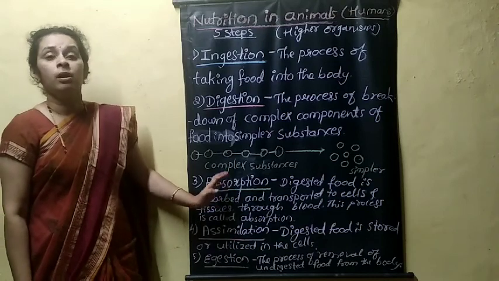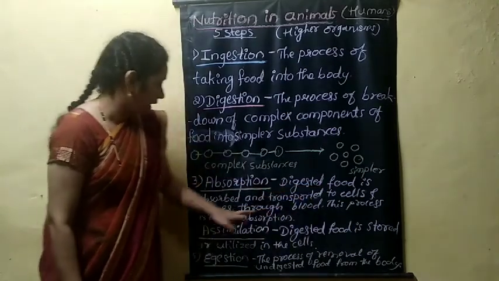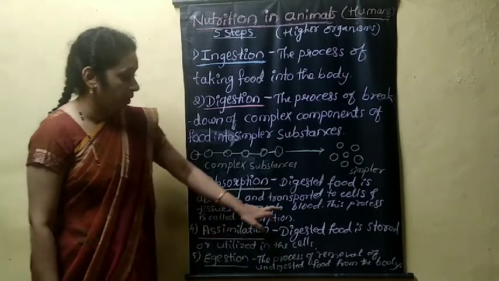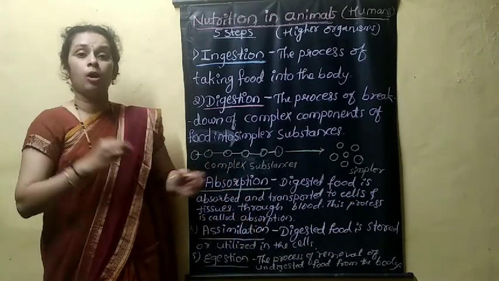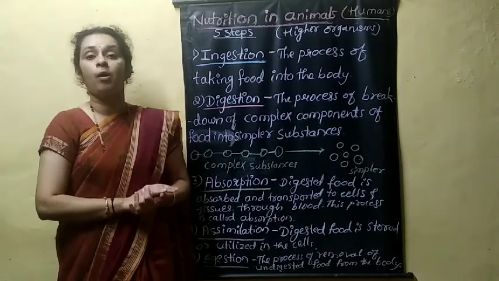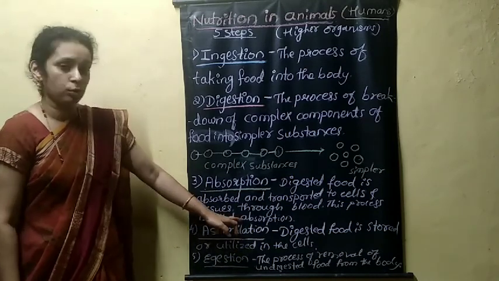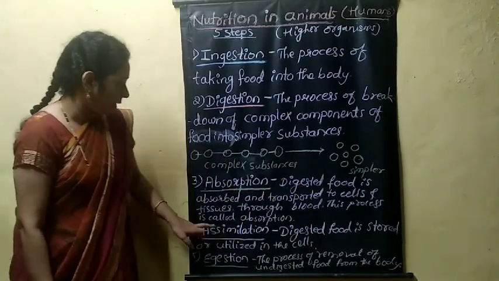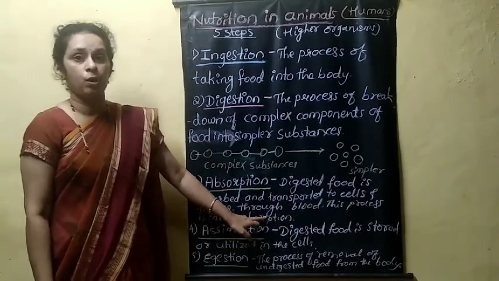The next step in nutrition is absorption. That means digested food is absorbed and transported to cells and tissues through blood. This process is called absorption. Digested food should be absorbed to the cells as well as tissues with the help of blood vessels. That process is called what? Absorption. Digested food is absorbed and transported to cells and tissues through blood. This process is called absorption.